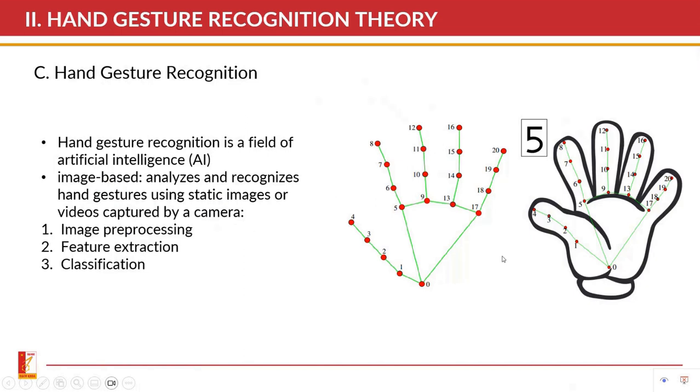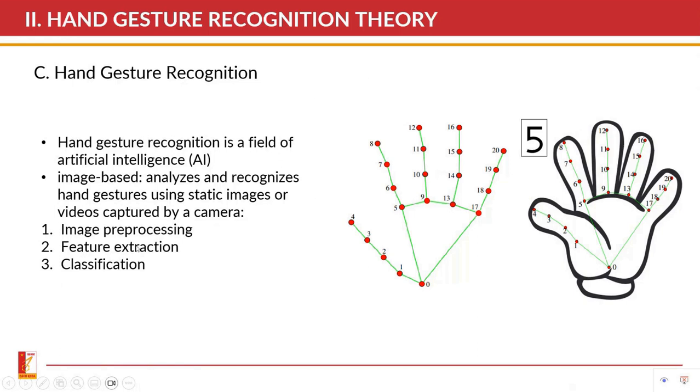Hand gesture recognition is a field of artificial intelligence. When we are dealing with AI, we are dealing with very complex and very advanced deep learning algorithms. The hand gesture recognition methods can be categorized into two types, sensor-based and image-based. We're going to focus on the image-based, which analyzes and recognizes hand gestures using static images or videos captured by a camera.